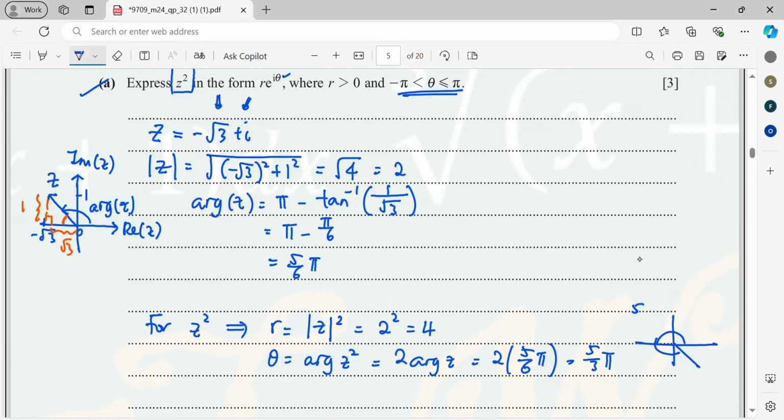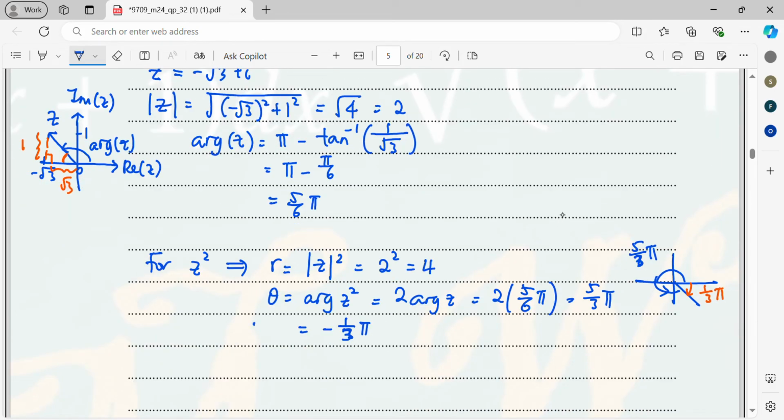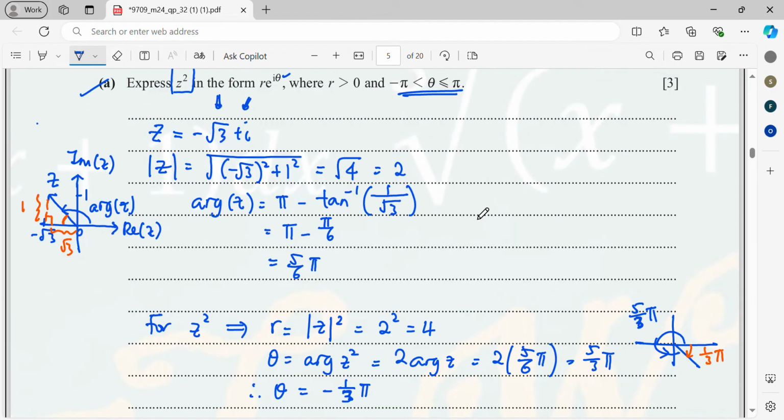This is my 5 over 3 pi. Okay, so therefore, we need to calculate from the negative part. That means here is going to be 1 over 3 pi because one circle is 2 pi units. So I have to write my theta as negative 1 over 3 pi. Okay, so after you found this, that means we can write our z squared in re^(iθ) form.